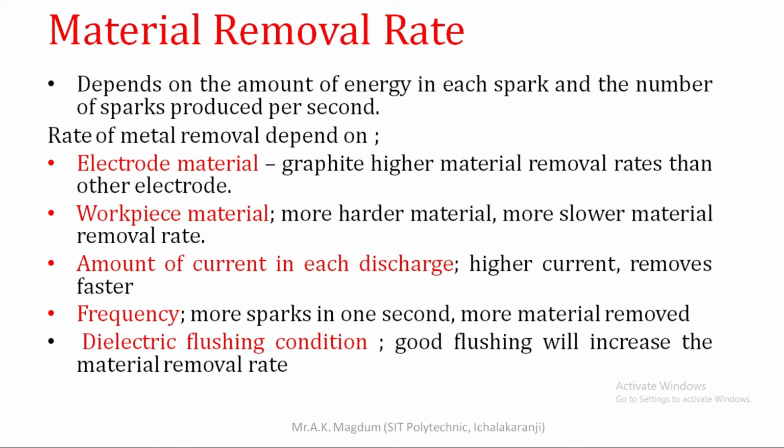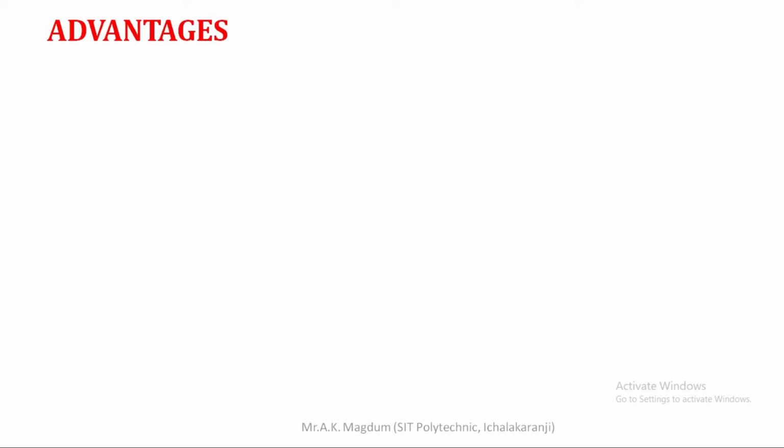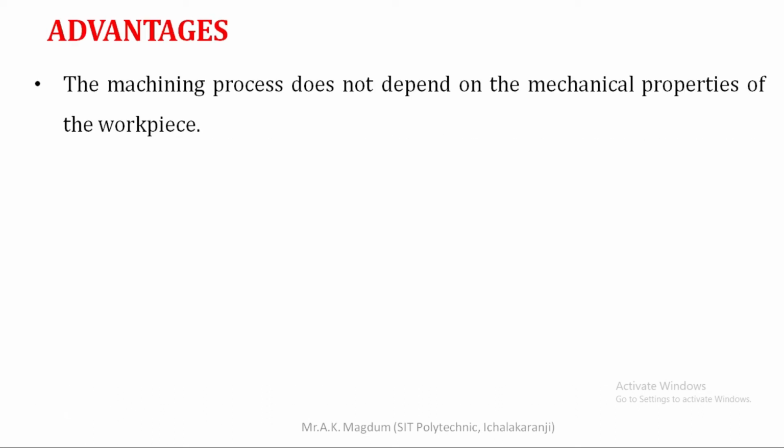So these are the many factors on which the material removal rate depends. Next, advantages. The machining process does not depend on the mechanical properties of the workpiece. That is a very important advantage of this EDM process. The important thing, as we discussed in the previous session also, is that the electrode and the workpiece must be good conductors of electricity. That is the basic criterion required, and only then can you carry out the EDM process.